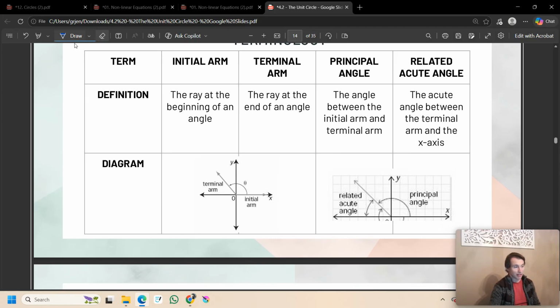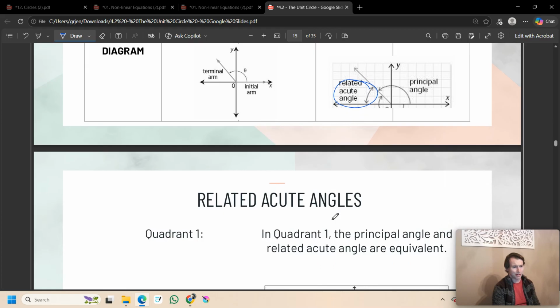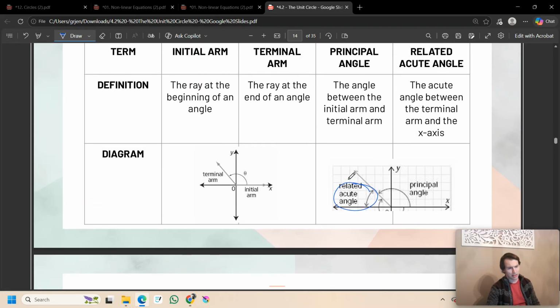Okay, you see the related acute angle over here. Well, what's the purpose of related acute angles? Well, suppose this principal angle was 150 degrees, okay? And so that would make the related acute angle. Well, how would we find that? My goodness. You would take 180 degrees and take away some amount.